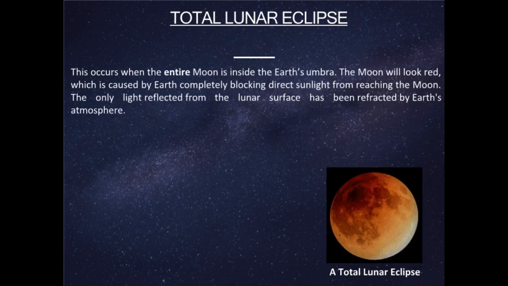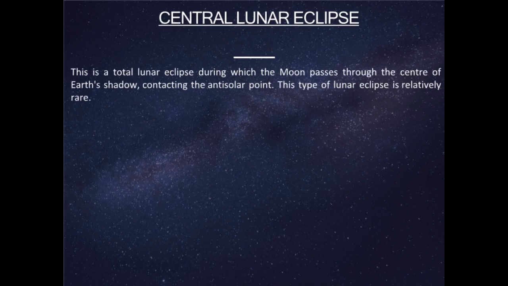This occurs when the entire moon is inside the Earth's umbra. The moon will look red, which is caused by Earth completely blocking direct sunlight from reaching the moon. The only light reflected from the lunar surface has been refracted by Earth's atmosphere. This is a central lunar eclipse, a total lunar eclipse during which the moon passes through the center of Earth's shadow, contacting the antisolar point. This type of lunar eclipse is relatively rare.